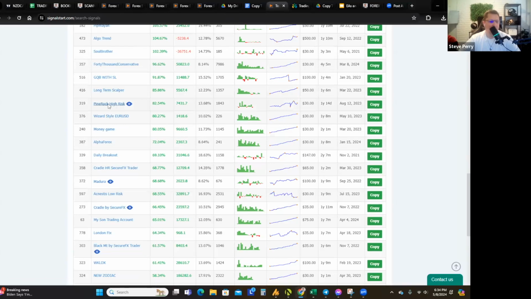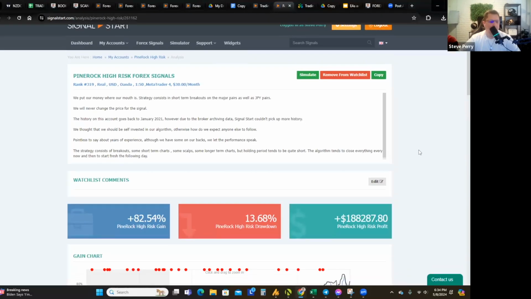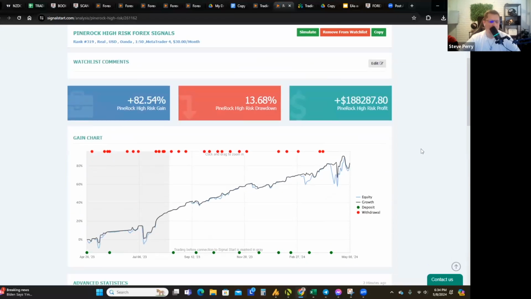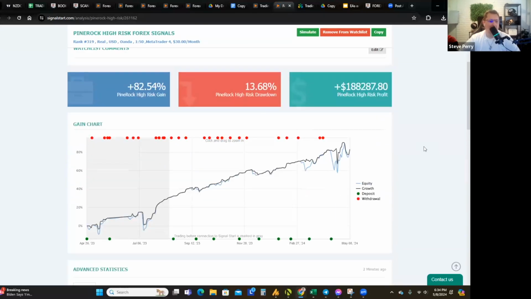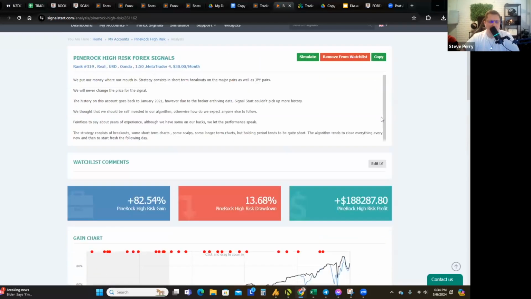This is Pine Rock High Risk. These guys I've been using, I don't know how long it's been, but I actually broke one of my rules on this one. I started using these guys many months ago, and they didn't even have a year. But the reason why I broke that rule, and this is why I want to show you guys this, is when you come in here to see the profile, you can actually see a lot of information.